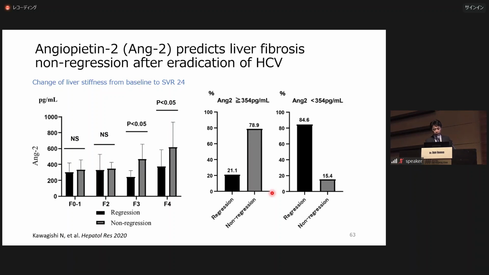Recently, from Hokkaido University, angiopoietin-2, ANG2, predicts liver fibrosis non-regression after eradication of HCV. If the patients have F3 or F4 fibrosis, the non-regression patients have higher ANG2 levels. And if the ANG2 level was more than 354, the patients with non-regression of fibrosis were more frequent than the regression patients.